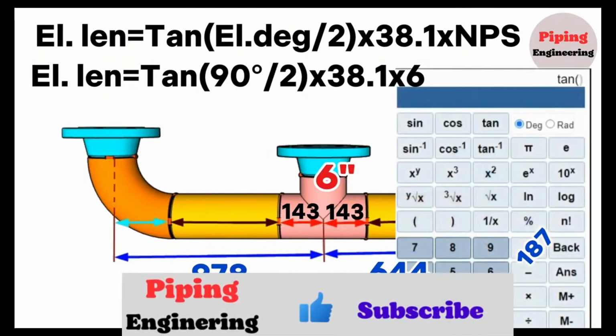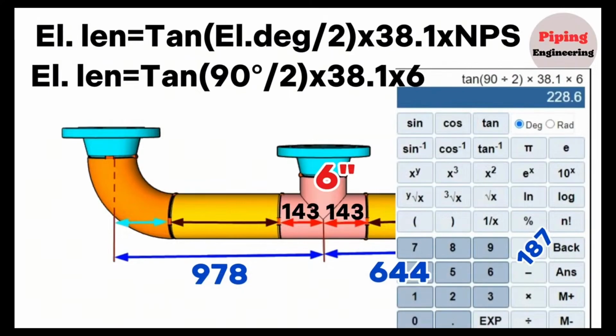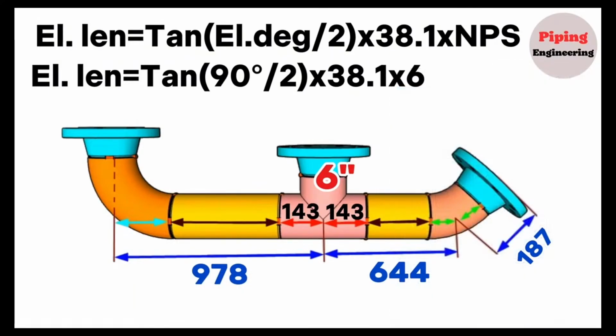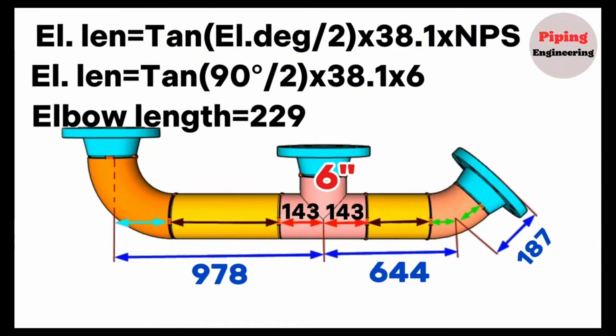Using the calculator, we find that tangent 90 divided by 2, multiply 38.1, multiply 6 will equal 229. So, we calculated and found that the length of the 6-inch 90-degree elbow in our example will equal 229 mm. We will write this 229 mm measurement in our pipeline also.